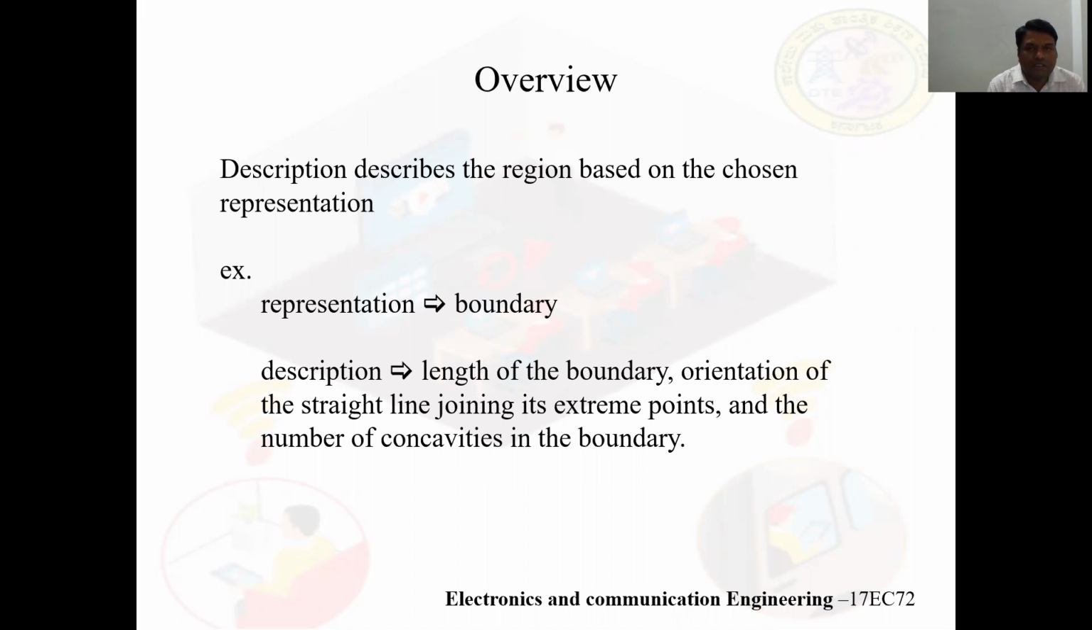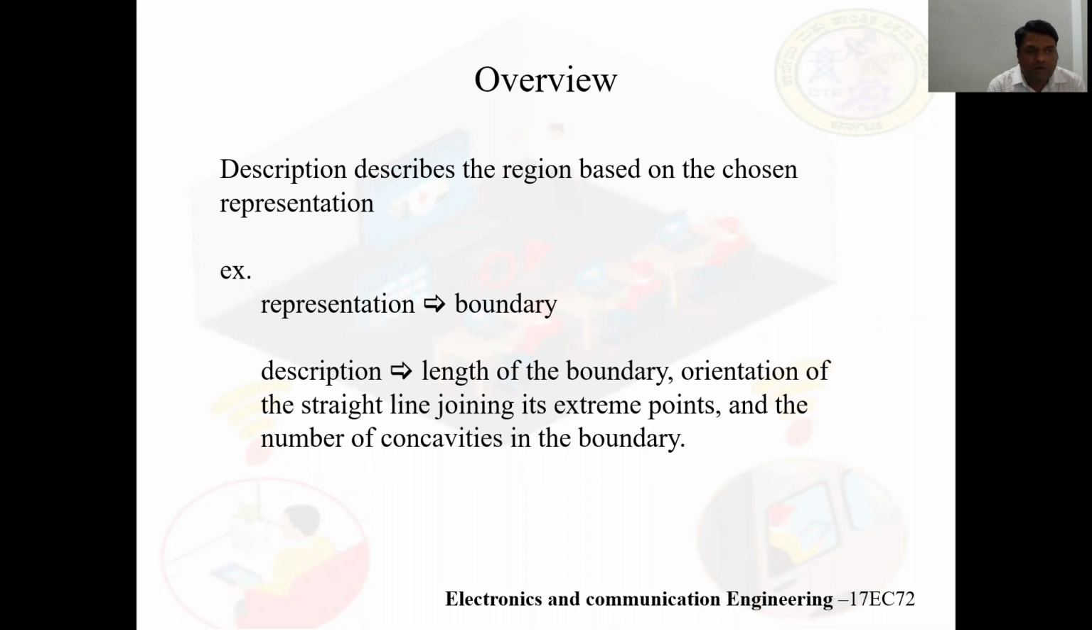After image is segmented into regions, the resulting aggregate of segmented pixels is represented and described for further computer processing. Representation involves two choices: in terms of its external characteristics, that is boundary, or in terms of its internal characteristics, pixels comprising the region.